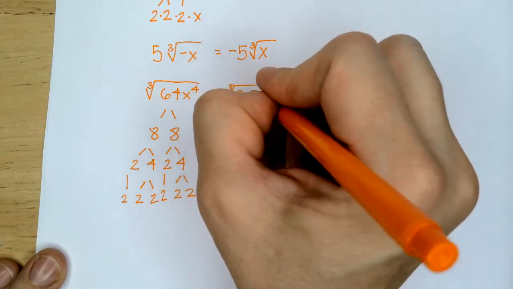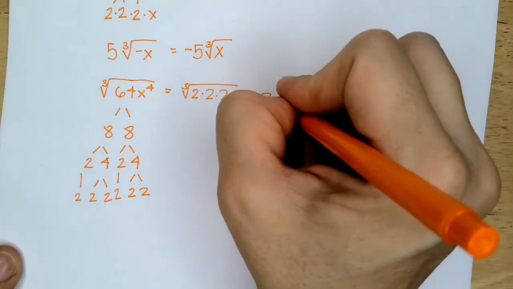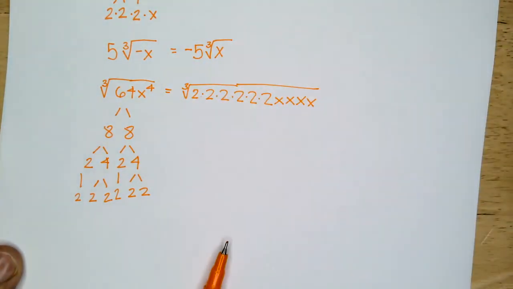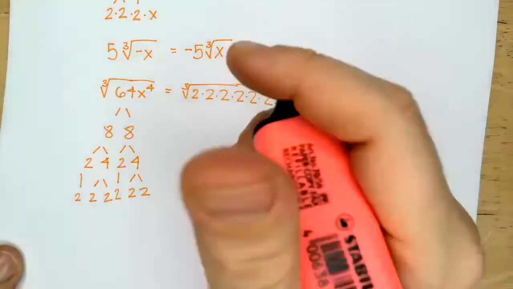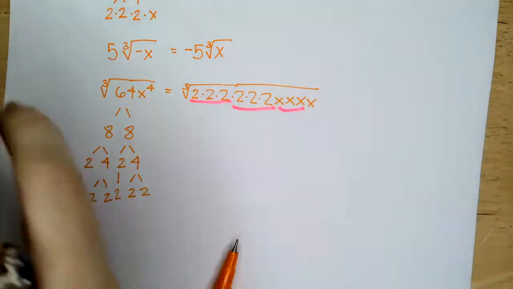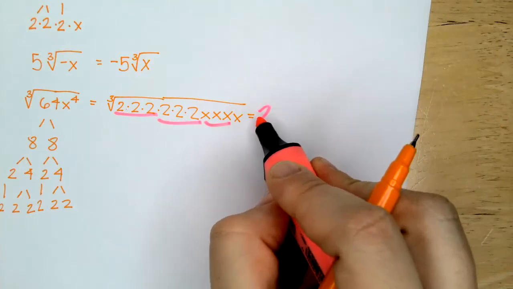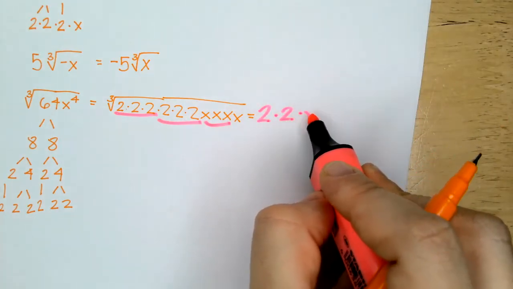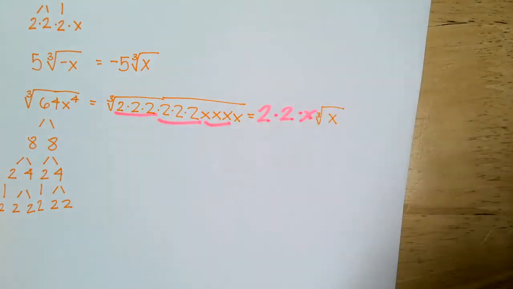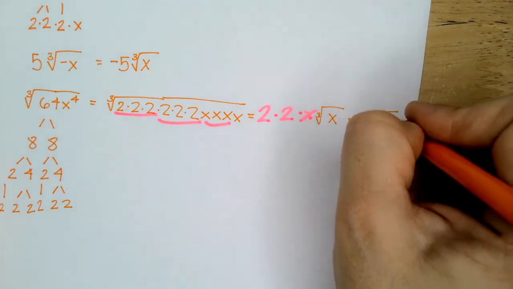Two times 2 times 2 times 2 times 2 times 2, and then 4 x's. Good. So now I can take out, this is 1 2, this is 2 2s, and 1 x. So that becomes 2 times 2 times x cubed root x, which is 4x cubed root x.